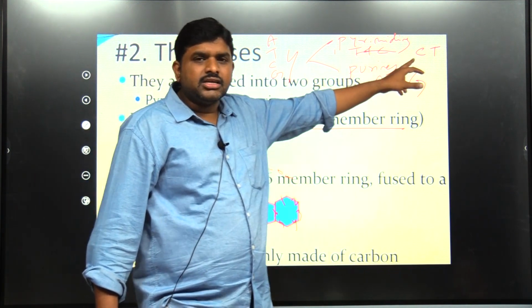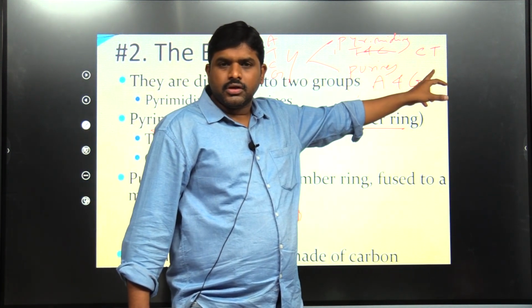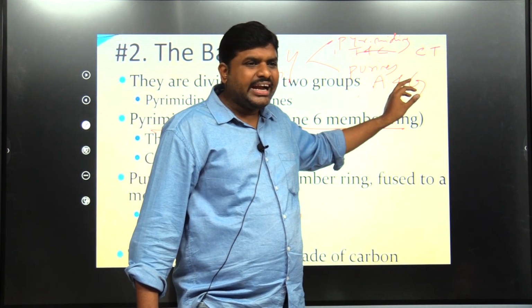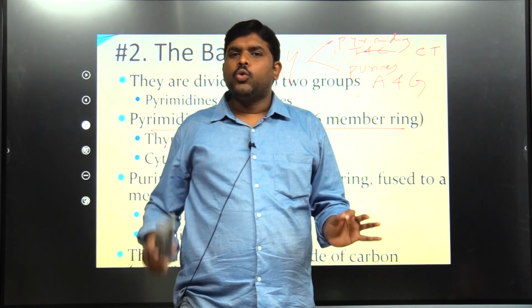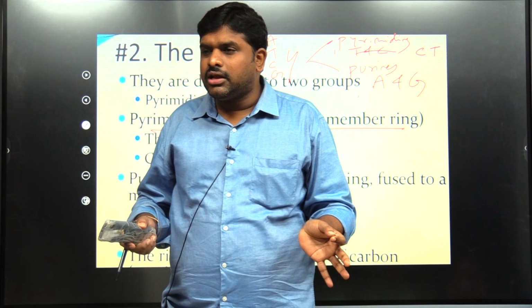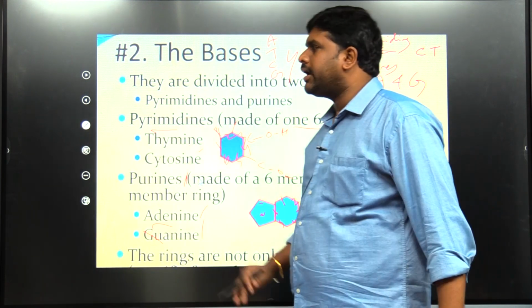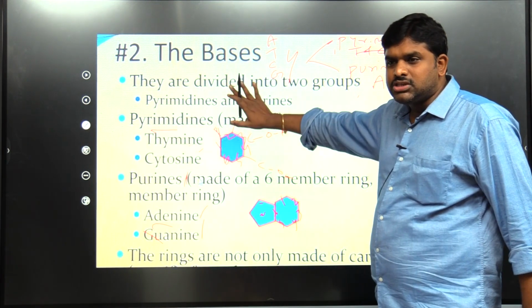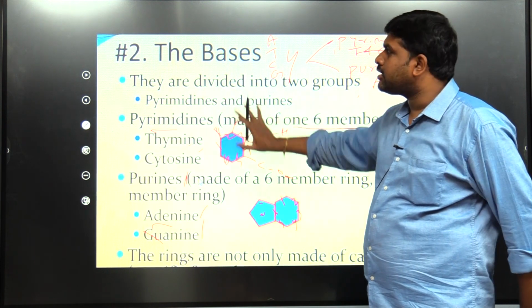Pyrimidines are CT, cytosine and thymine. Purines are AG, adenine and guanine. One pyrimidine will match with one purine. We will look into it later. So first you understand nitrogenous bases, pyrimidines and purines.